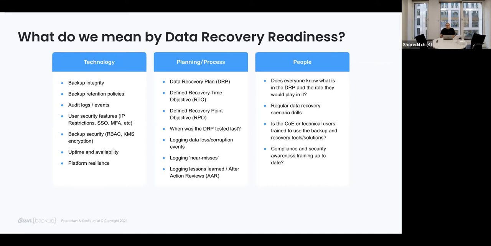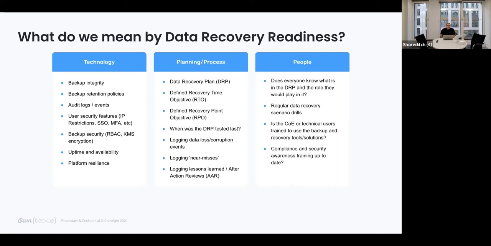This is partly because we need to learn from it. It's partly because we need it for auditing and compliance. But also, it's important to then use that information to critique and to fine tune your data recovery plan based on what you've learned. And that's something I would encourage everyone to do.